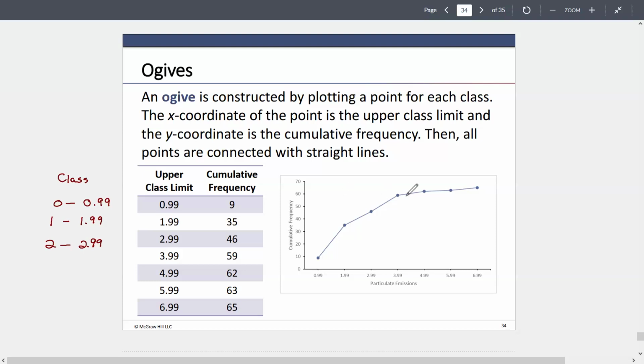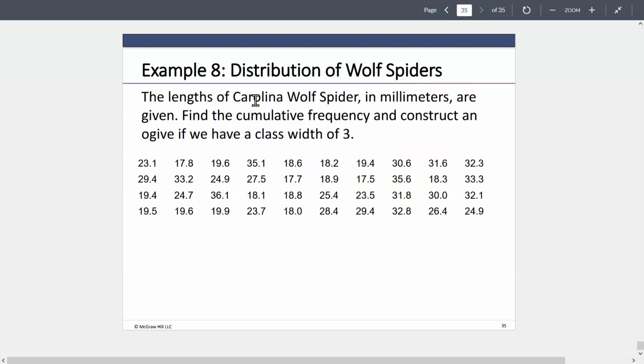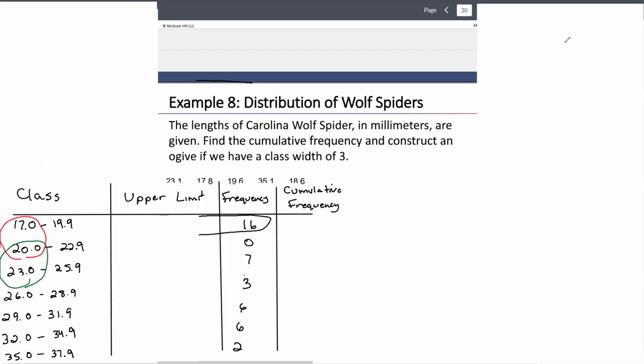So we are going to reconstruct another one, but we're going to use that wolf spider data one more time. Okay, I know I cut off a bunch of the data here, but we already had this all organized. If we want to make the Ogive, I need my upper limits, so I'm going to record all my upper limits, and then I'm going to need those cumulative frequencies.